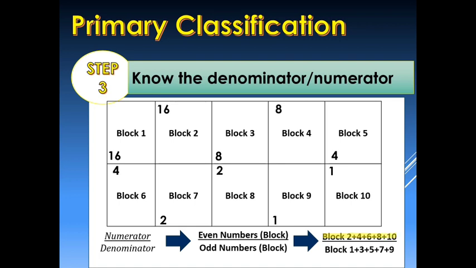And the denominator, on the other hand, includes the odd numbers according to the block number. So it includes block 1, block 3, block 5, block 7, and block 9. Now, these blocks are separated by a plus sign. In other words, we are going to add these numerical values under the numerator and the denominator.